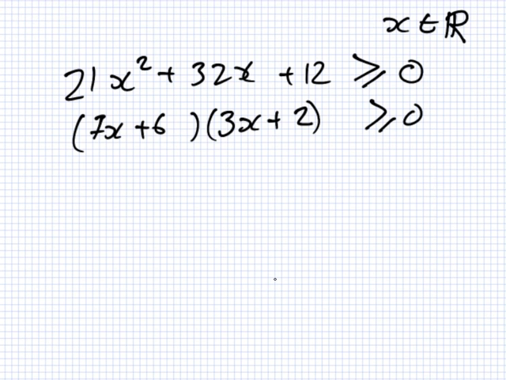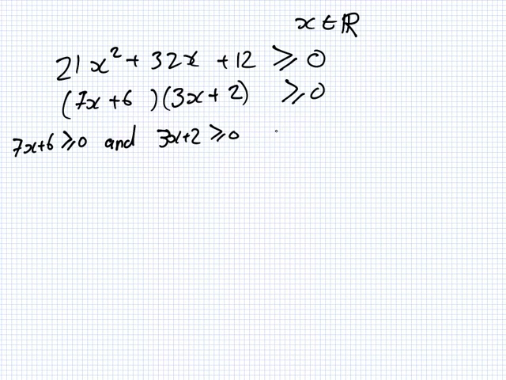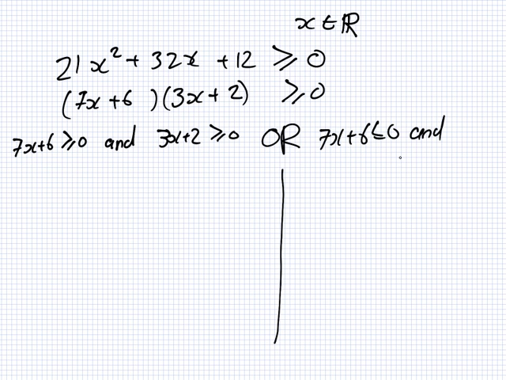So, the first way to do it, you have two numbers which multiply and the result must be positive. So the only way that can happen is if these are both positive or they're both negative. Yeah, so we either have 7x plus 6 greater than or equal to 0 and 3x plus 2 greater than or equal to 0. Big or, yes. 7x plus 6 less than 0, and then and 3x plus 2 less than or equal to 0.